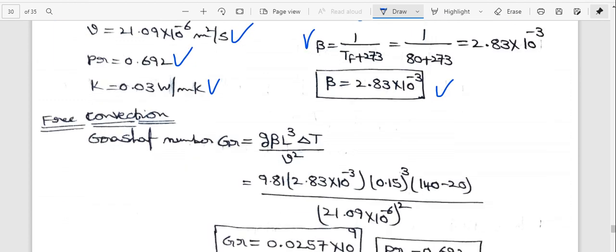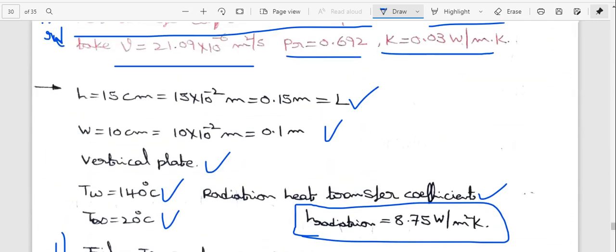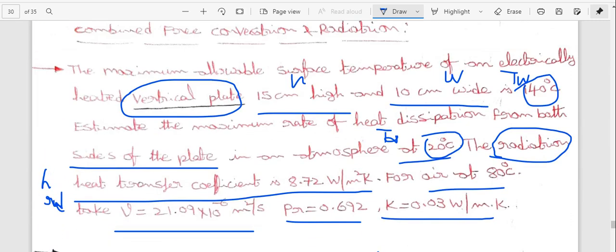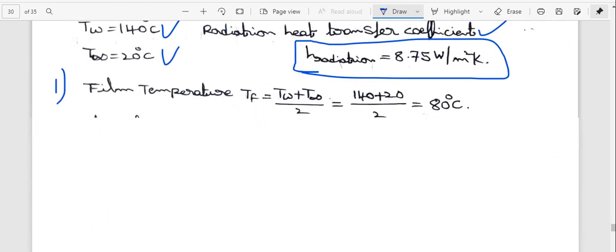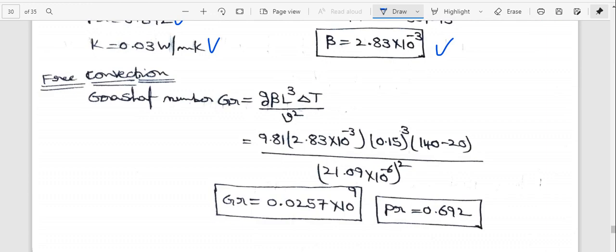So first of all we need to calculate free convection, because the flow velocity is not given. That means flow velocity in terms of meter per second is not mentioned in the question. That's why I am considering this a free convection problem. The Grashof number is g β L cube ΔT.